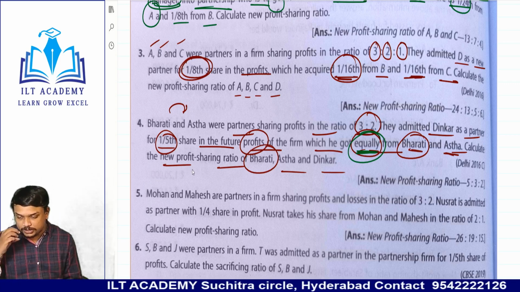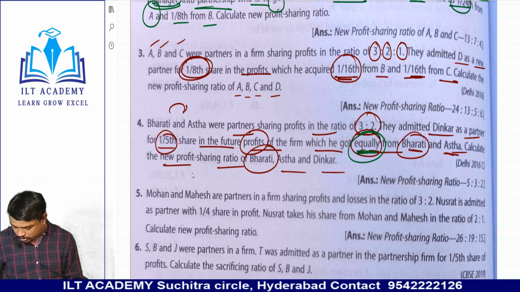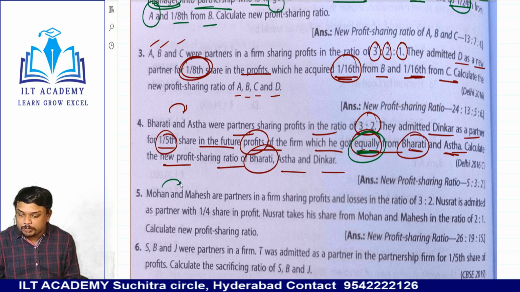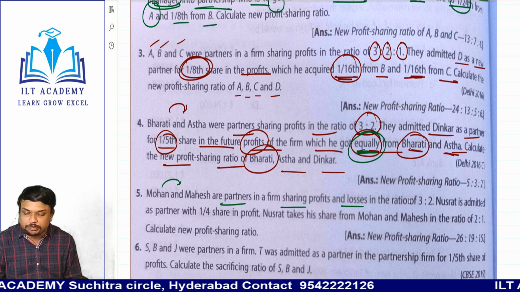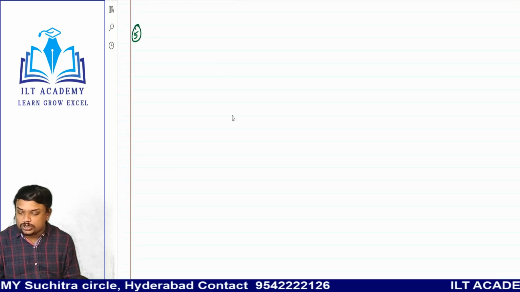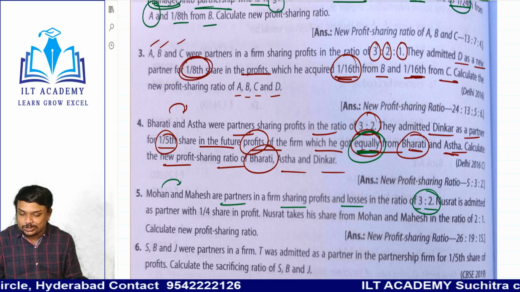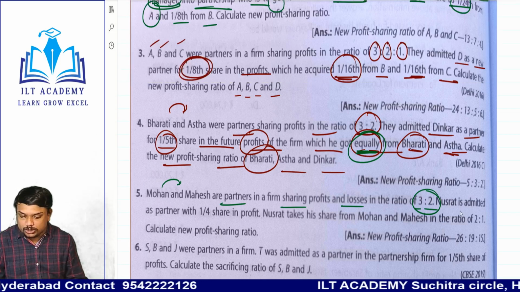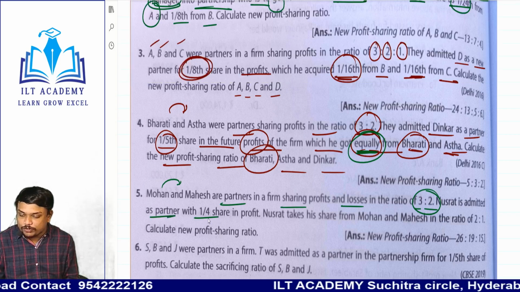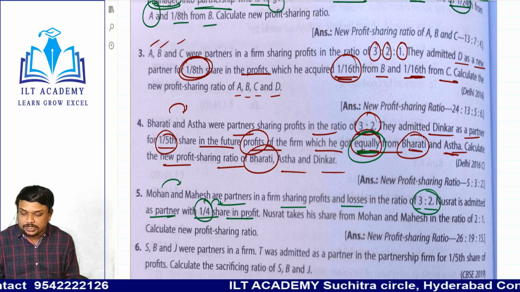Seema, fifth one. What is the question? Mohan and Mahesh are partners in a firm sharing profits and losses in the ratio 3:2. So old ratio is 3:2. Nusrat is admitted as a partner for what? 1/4 share in profit.